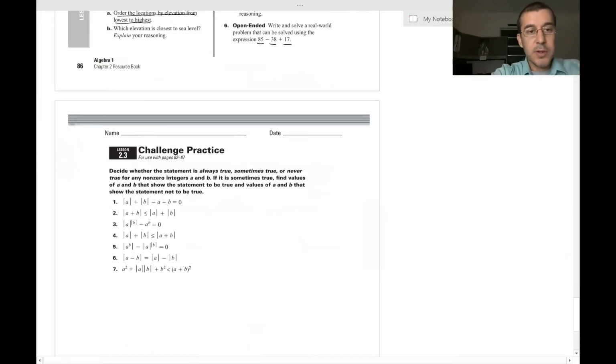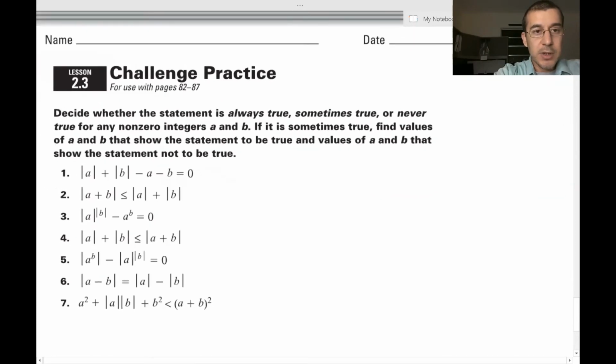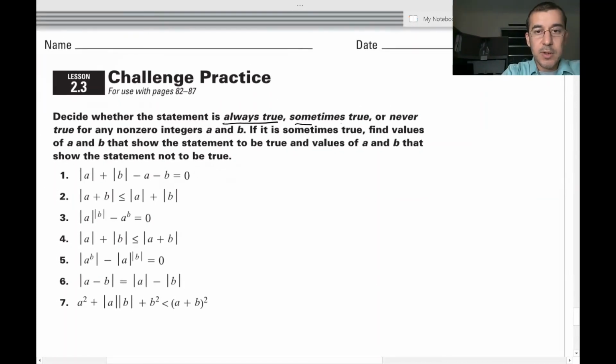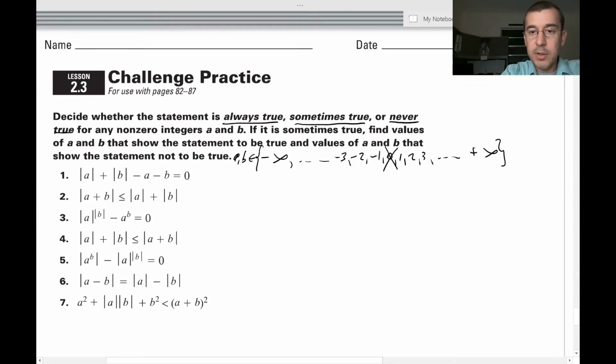And we have 7 problems. These are the challenge practice problems. Decide whether the statement is always true, sometimes true, or never true for any non-zero integers a and b. So we know that integers go from negative infinity all the way to -3, -2, -1, 0, 1, 2, 3, to positive infinity. Now a and b are non-zero integers, so a and b can be any of these numbers except 0. And then we have to say if these statements are always true, sometimes true, or never true.